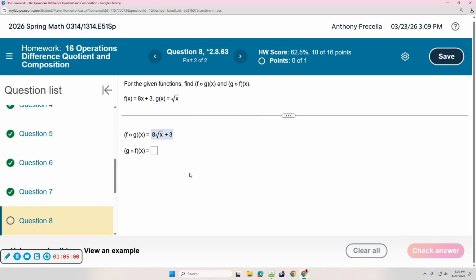Now the opposite direction. G composed with F at X. Oh, wait a minute. I'm going to recopy the two functions.